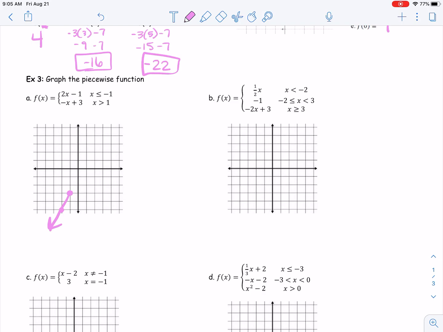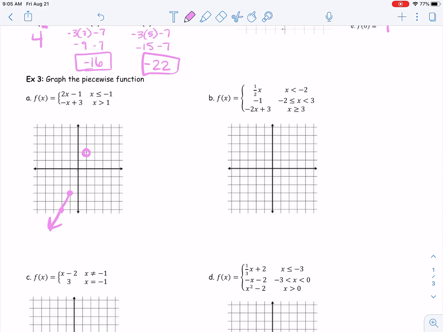Okay, the second part of this piecewise function is negative x plus 3 on the domain of x is greater than 1. So I'm going to go ahead and plug this in. So I want x is greater than 1. I can use a 1 and plug it in. I just can't put a solid dot there. I would have to put an open circle because it's not included. And that's what I'm going to do. So if I plug in 1, that would be negative 1 plus 3, which is 2. So when x is 1, my y value is 2, but it's not included. So I'm going to put an open dot there.